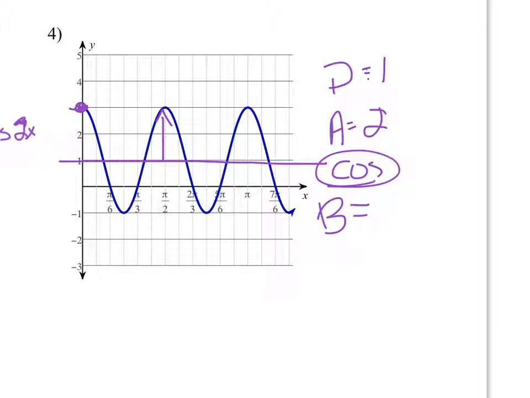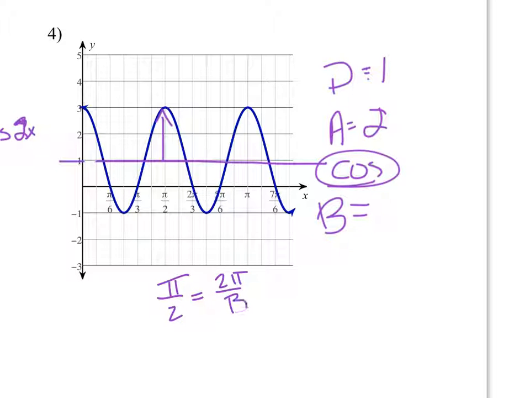Again, not as obvious as I want it to be. For here, it goes from, well, if it's cosine, it starts at the max, goes to the max. So I have one cosine curve between 0 and pi over 2. So that means the period is pi over 2.